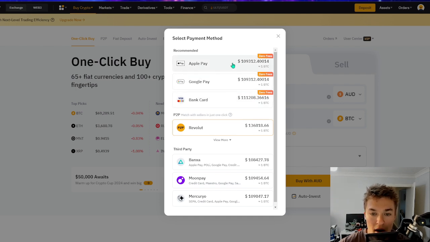But if you have a look with Apple Pay, Google Pay, or a bank card, now they advertise no fees, but you can see which one is obviously the best value. It would be something like your Apple Pay or Google Pay. You can see that one Bitcoin is only about 109,000 Aussie dollars in this case, compared to 112,000 or 111,000, whatever it might be. So you're obviously going to want to go for the one where Bitcoin is the cheapest, so you get the most Bitcoin for your dollar.